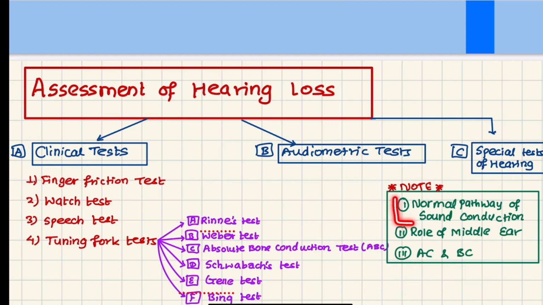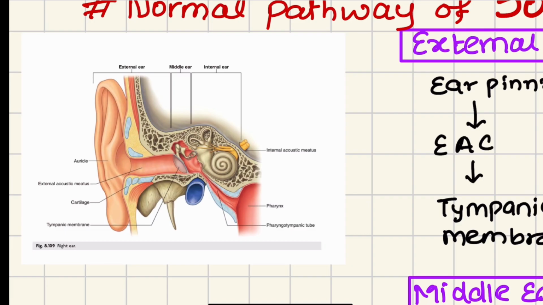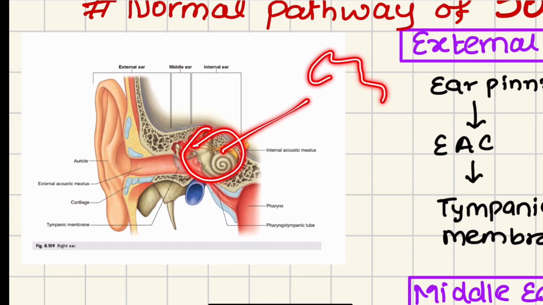Let's focus on the normal pathway of sound conduction. So we all know that sound is conducted from the external ear to the middle ear to the inner ear. That much? No. The conduction pathway of sound is not just the external ear, middle ear, and internal ear. We all know that the information must pass to the brain to be interpreted. So there must be some connection between the inner ear and the cerebral cortex.